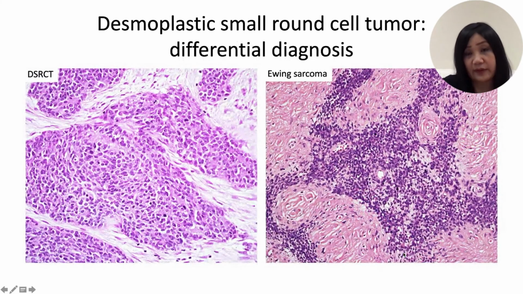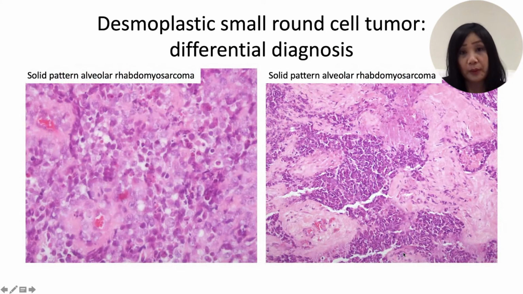Ewing sarcoma can have a sclerosing pattern, and this can occur. This was actually a tumour that occurred in the abdominal cavity, highly resemblant of DSRCT, but showed standard EWSR1-FLI1 fusion transcripts and showed diffuse and strong CD99.